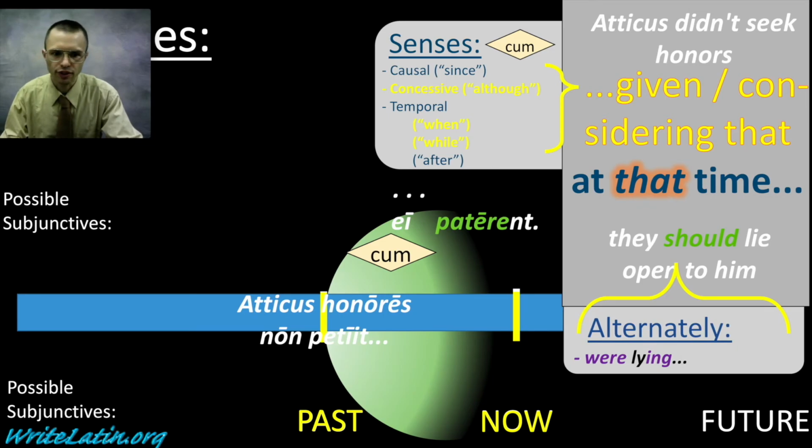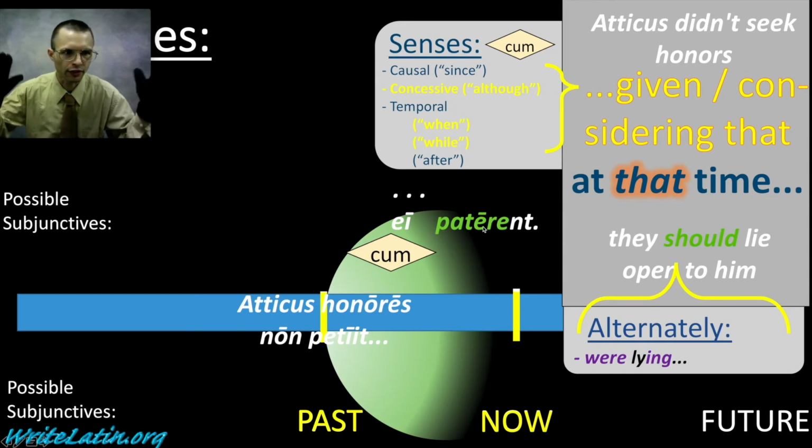And the way they would translate it is Atticus didn't seek honors since they were lying open to him, just as if it were a regular imperfect. But, you know, that seems pretty darn vivid. And I would rather you keep it subjunctive with "should lie open," because that more conveys the actual sense of how a subjunctive is meant to be taken.